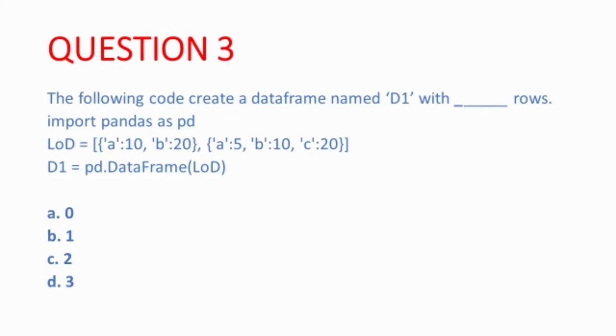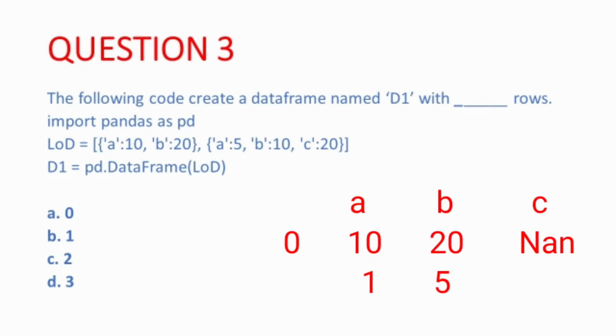Next MCQ, this is also based on list of dictionaries. The following code creates a data frame named D1 with dash rows. So we have to tell how many rows will be created. So we have seen that the dictionary keys become column labels. So here A, B, C three keys, so three columns will become. The values in the first dictionary will come in the first row and the values of the second dictionary will come in the second row. So the total number of rows will be 2.